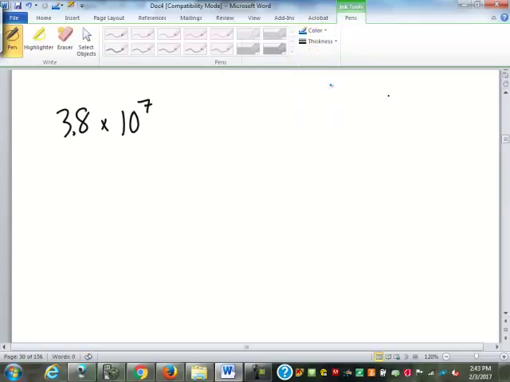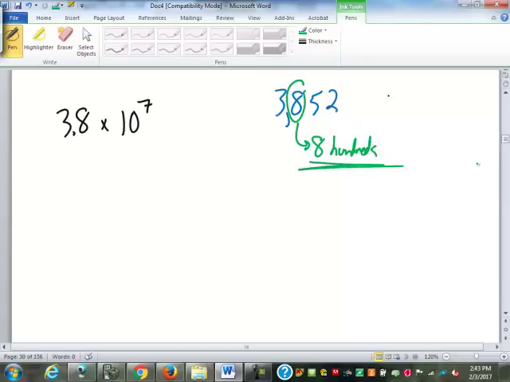We said that when we were adding whole numbers, like 3,852, that each digit had a count and a name. Like this 8 was really 8 hundreds. That the place values are the names of those digits. Well, in scientific notation here, what part of this number relates to a place value?